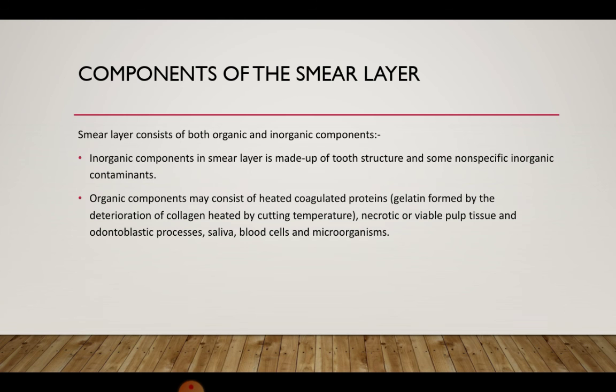Components of the smear layer. Smear layer consists of both organic and inorganic components. The inorganic components in the smear layer are made up of tooth structure and some non-specific inorganic contaminants. Whereas the organic components may consist of heated coagulated proteins, which is a gelatin formed by the deterioration of collagen heated by the cutting temperature, necrotic or viable pulp tissue and odontoblastic processes, saliva, blood cells and microorganisms.